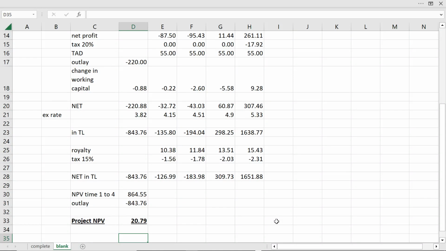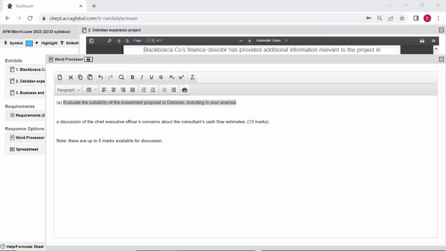And then I'm going to discuss, if I look back to the requirements again, evaluating the suitability of the investment proposal. Well, I've got some numbers and I can pick up good discussion marks and some professional skills marks by pointing out the positive NPV means the project gives more than a 16% return. But also, if I look back at the numbers, I'll see that all of the NPV is coming in year 4, so that looks a little bit risky. But also I can point out that everything after year 4 is ignored.